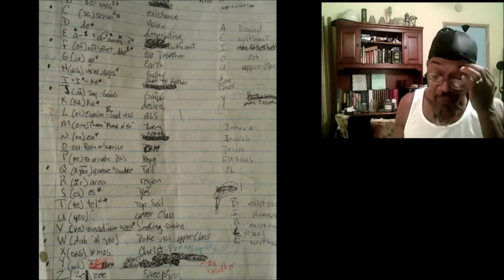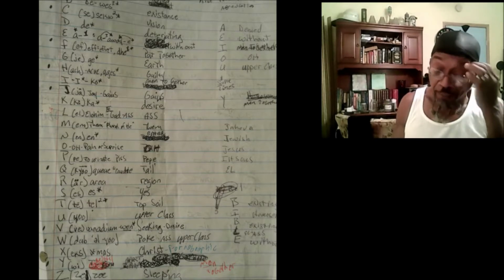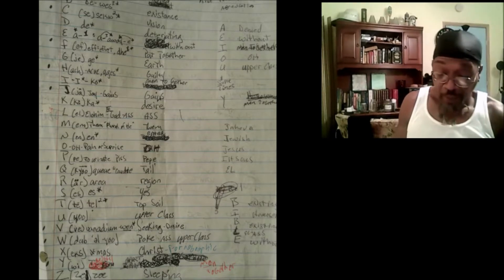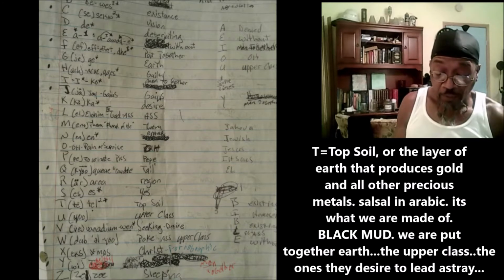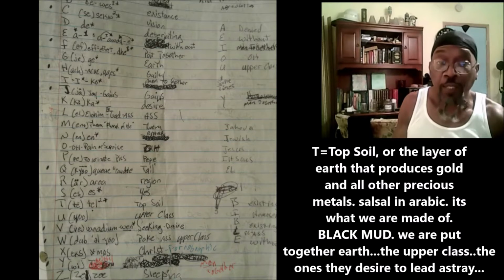But now check this out. This is the alphabet on screen now. Denied existence. Vision deteriorating. Without put together earth. Guilty. Men together. Gaze desire ass. Them enter OPP tail region. Yes, topsoil upper class. Desiring to poke the ass of the upper class. Christ. Pornographic. Men together sleeping.